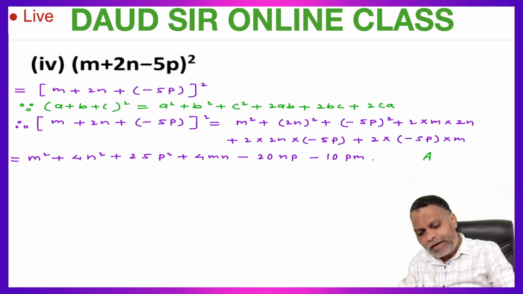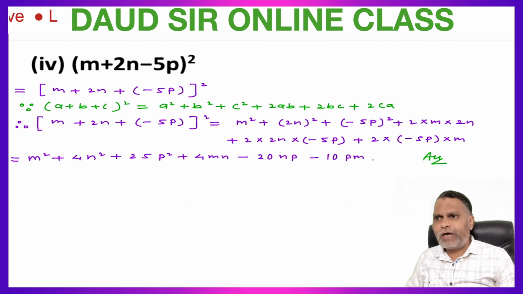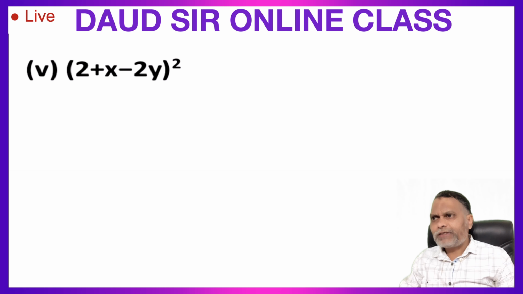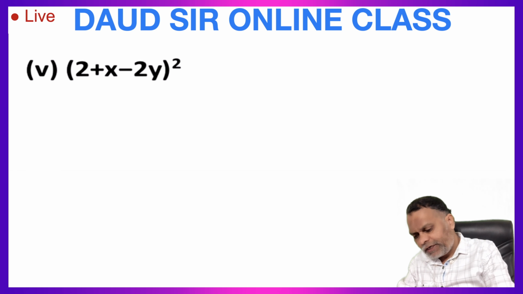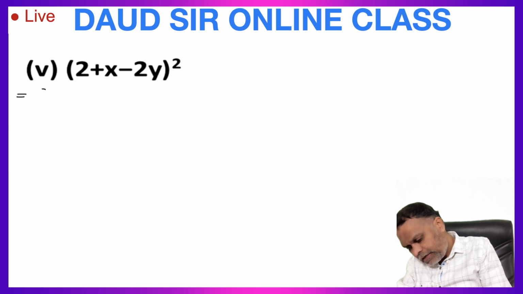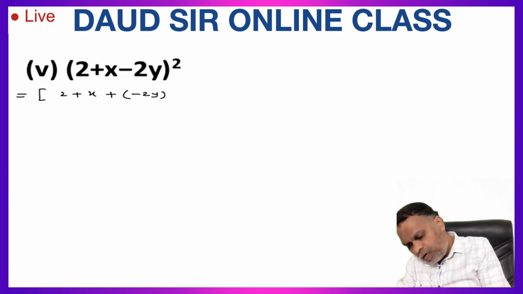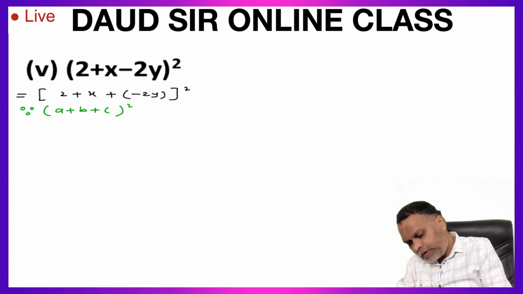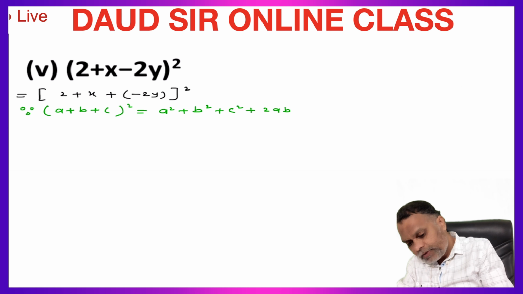So this is the required expansion of (m + 2n − 5p) whole square. Part 5: (2 + x − 2y) whole square. We can write this as (2 + x + (−2y)) whole square. Here we can apply the identity (a + b + c) whole square is equal to a square plus b square plus c square plus 2ab plus 2bc plus 2ca.